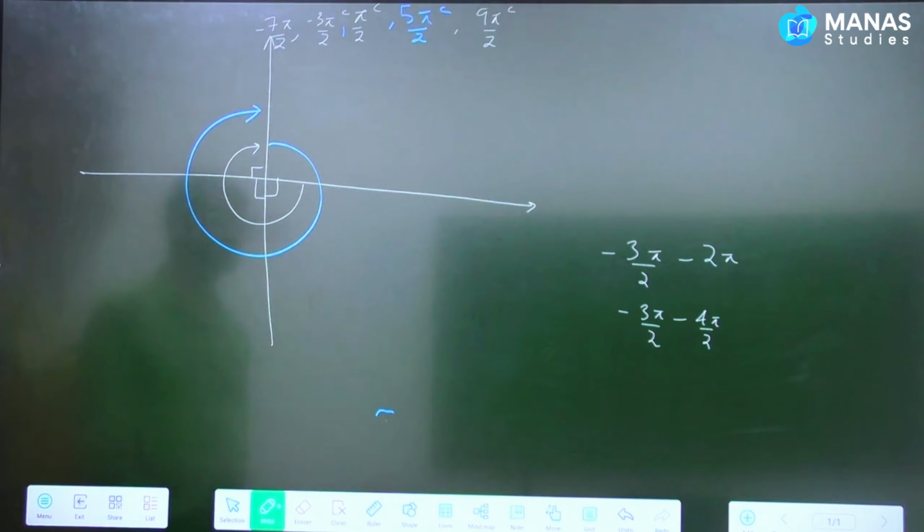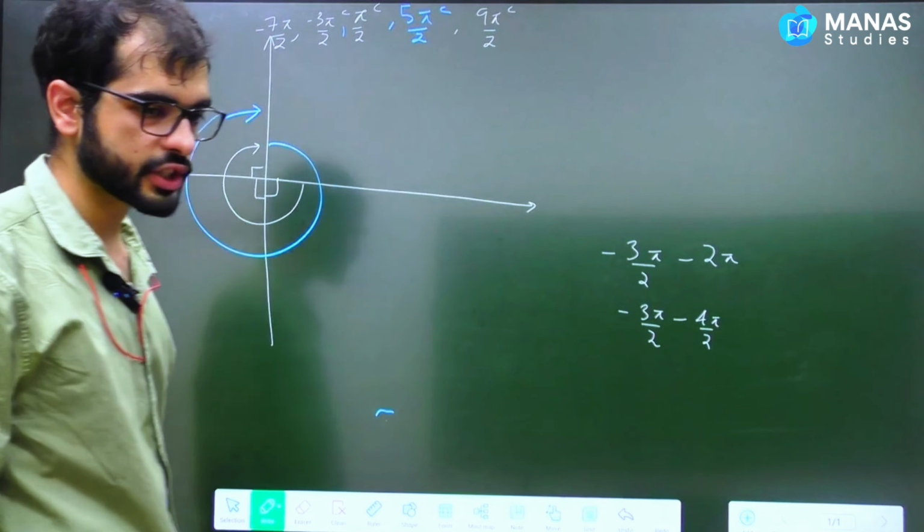Is there any observation that you guys can make among the numbers which are written on the board? If you can make an observation, please put a comment.